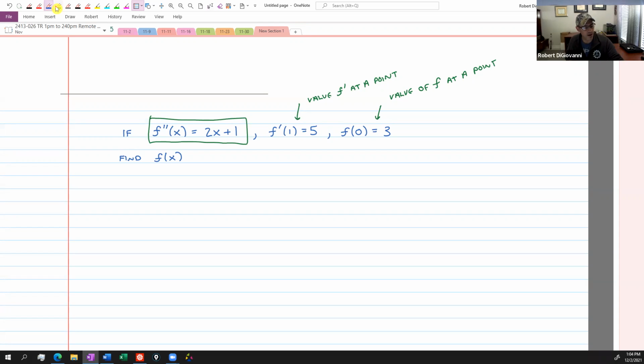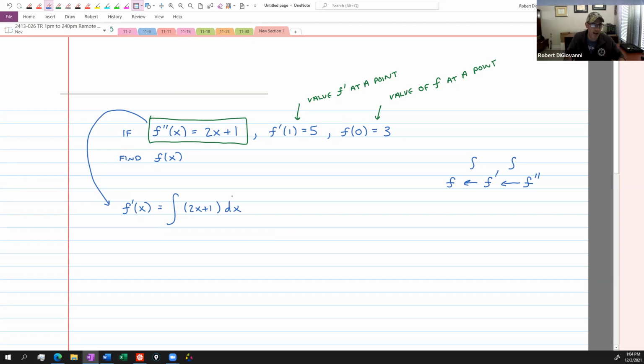So let's start grinding away. If we want to find the first derivative, that would be the antiderivative of the second derivative, right? Because we're going to go backwards. Here's the second derivative. We're going to go backwards to the first derivative and then backwards to the original. To do that, we have to use the integral. That's my integral symbol, right? We're going to do antiderivative to go backwards. So I'm going to take the antiderivative of 2x plus 1 dx. That's all the new notation we had from last class, right?